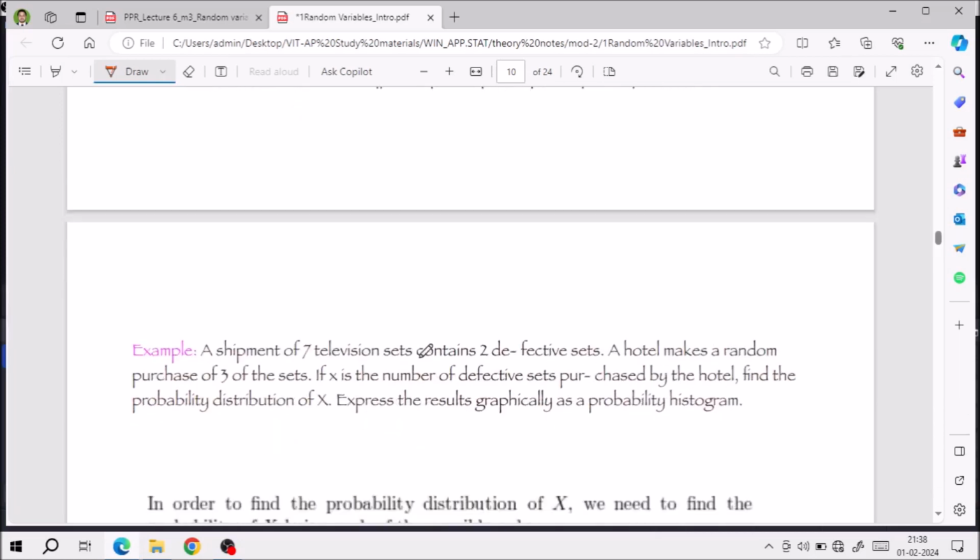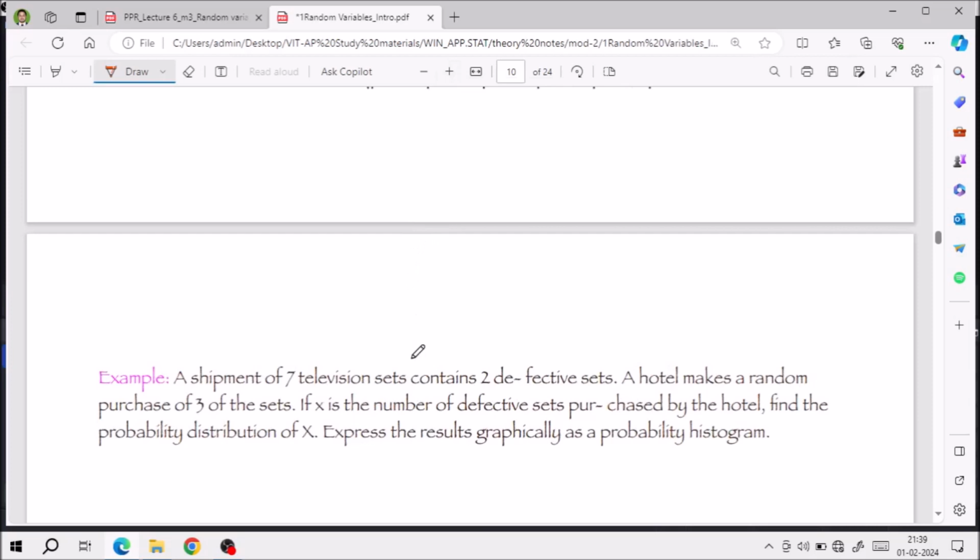So you can take this problem. This is another famous question. You have a total of 7 television sets containing 2 defective sets. Now a hotel makes a random purchase of 3 sets. If X is the number of defective sets purchased by the hotel, find the probability distribution of X. Express the result graphically as the probability histogram.